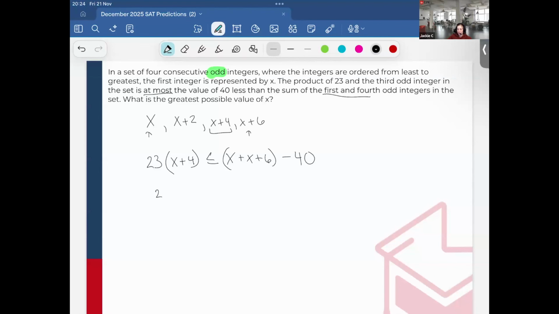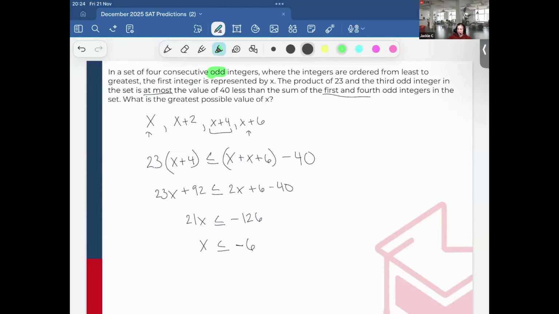So this would be 23x plus 92 is less than or equal to 2x plus 6 minus 40. And then we'll bring like 21x over. We'll also subtract the 92 from the other side. So we get that 21x is less than or equal to negative 126. Divide each side by 21. And we'll get that x is less than or equal to negative 6.